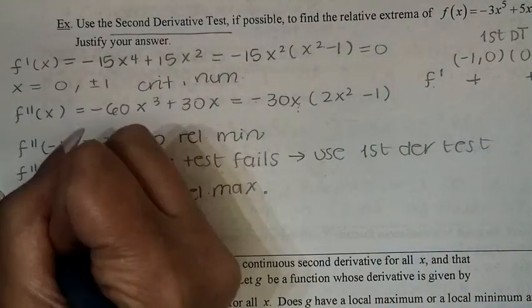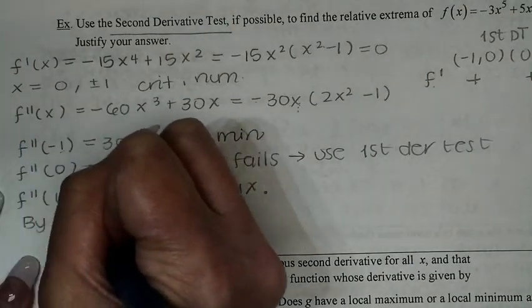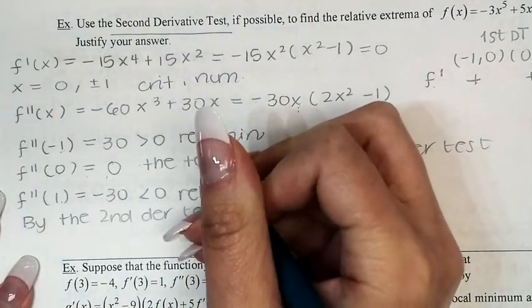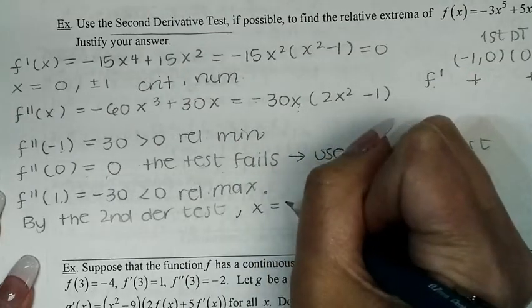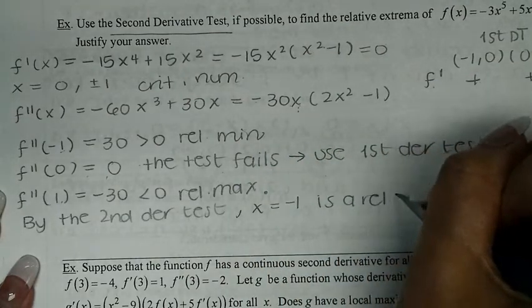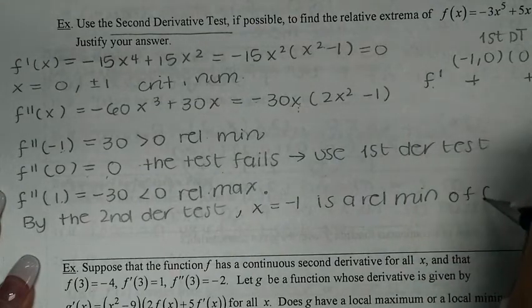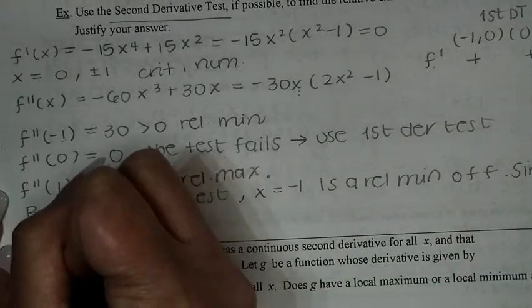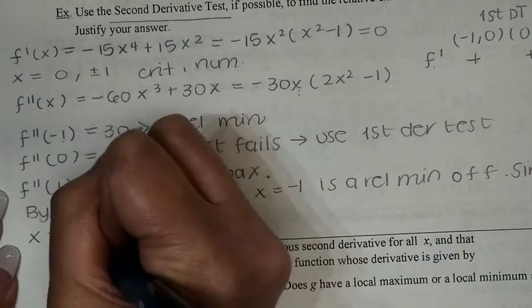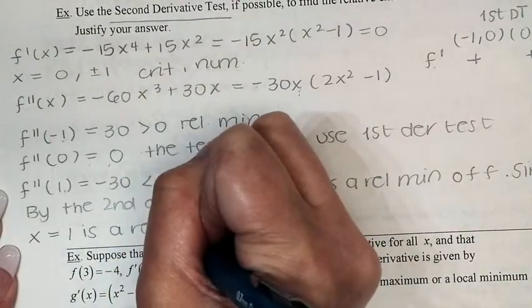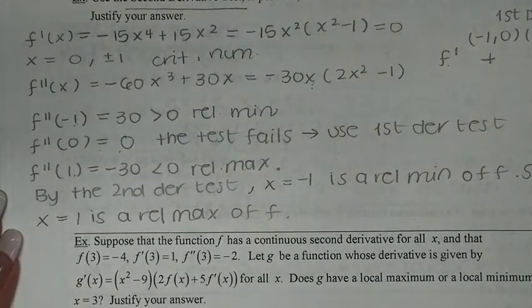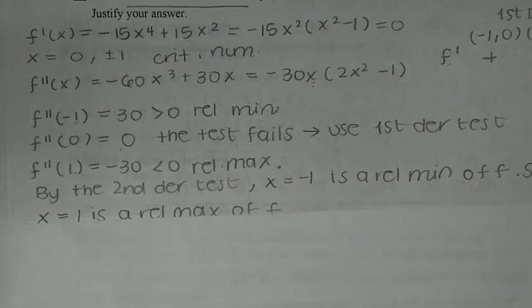So by the second derivative test, what do you know? Well, we know that x equals negative 1 is a relative minimum of the function f. Similarly, x equals 1 is a relative max of f. Now, what are you going to do with the other piece? Let me grab another piece of paper, so we can put it here.